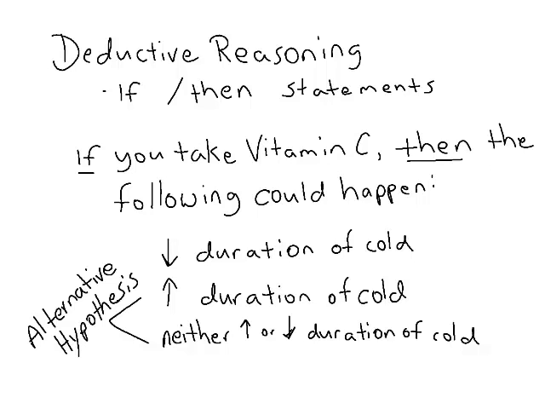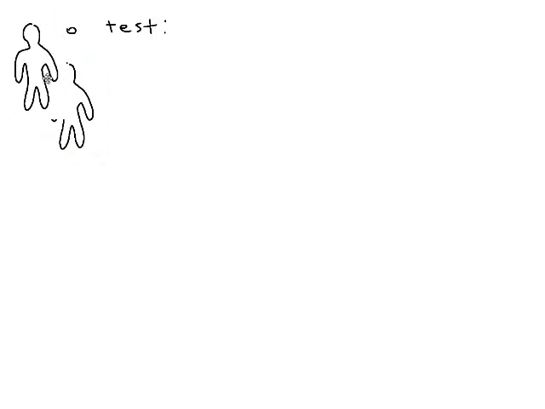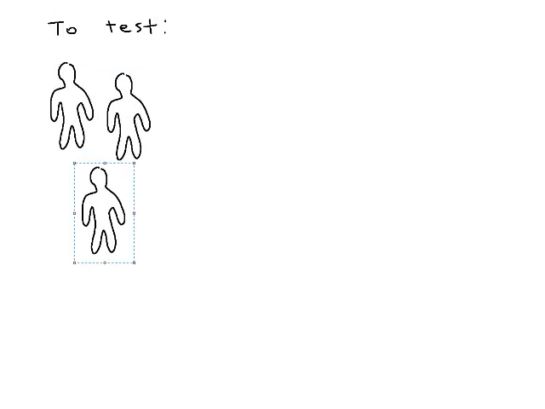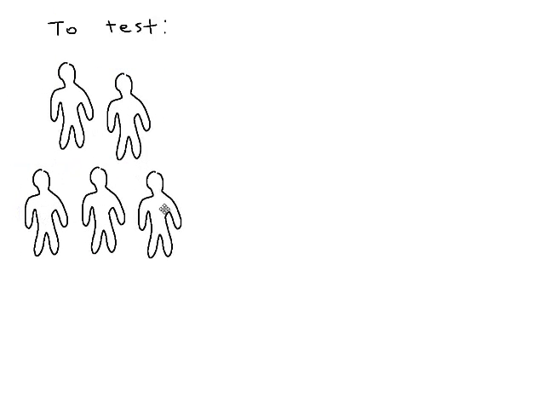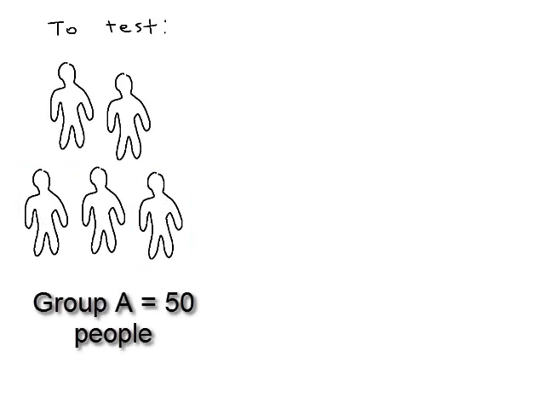So, how would we go about testing this? Okay, well, what we would do is take a bunch of people. I don't know how many, and that's one thing that would be determined as part of this process. But let's say that we take 100 people, and we have 50 people in group A over here, and we have 50 people in group B, and we are going to give all of them colds.